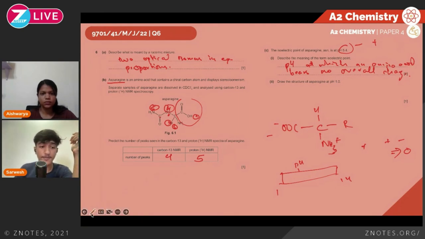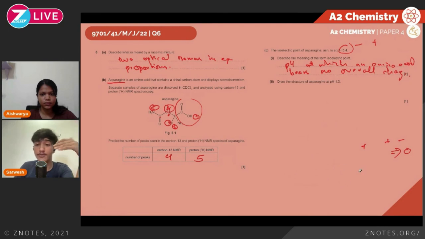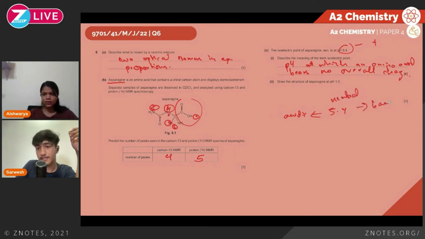So if we're talking about asparagine, 7 is not neutral. 5.4 is what we call 7 in the case of asparagine, if you think of it the way asparagine sees the world. So over here, lesser than 5.4 is acidic, 5.4 is neutral, and above is basic, okay.